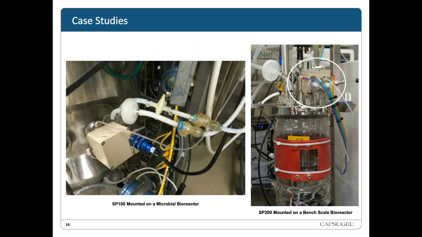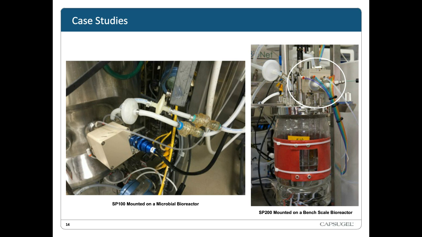So now I've given you an idea of what the MAST system is, the core of it. I'll jump into some case studies here. This first slide shows on the left an SP100 that's mounted on a microbial bioreactor. The SP100 is designed for stainless steel vessels that are steamed in place. And then the SP200 is shown mounted on a bench scale bioreactor in the white circle there. That usually is mounted on a bioreactor, an autoclave with the bioreactor, or, like I said, connected to a single-use bioreactor afterwards.